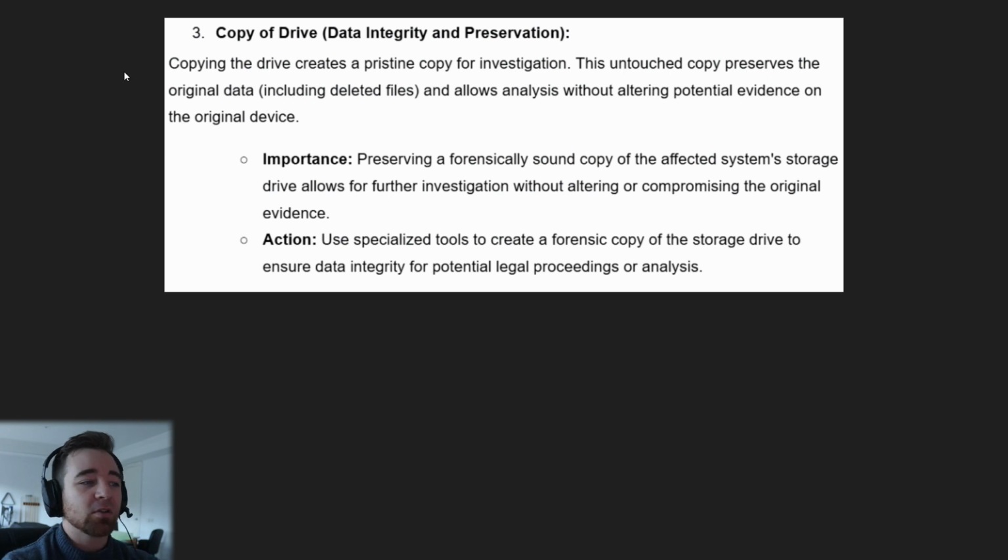So here, right, just again, a little section on the information you want to know specifically relating to this one. Copying the drive creates a pristine copy for investigation. The untouched copy preserves the original data, which includes deleted files, and allows analysis without altering potential evidence on the original drive. So you're just making sure the crime scene is not altered.